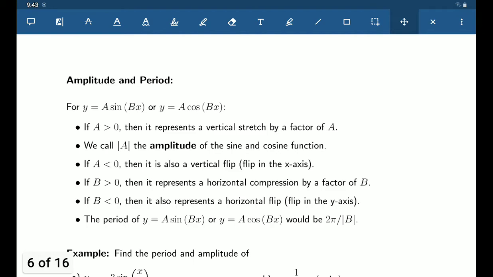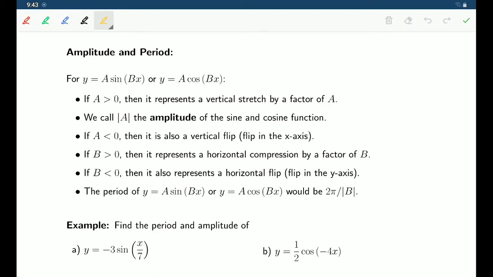Now, if we have a number in front of our sine function or in front of our cosine function, then we know that this carries out a vertical stretch of our graph. So for the regular sine and cosine functions, sine x and cosine x, the amplitude is 1, and if we have a vertical stretch by a factor of a, we're multiplying all of our y values by a. That means now we'll have an amplitude of a.